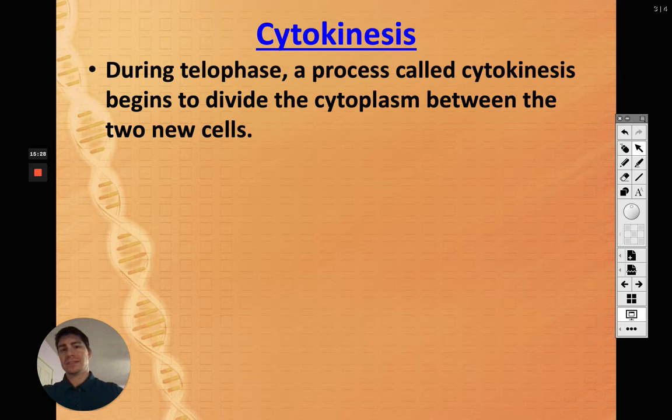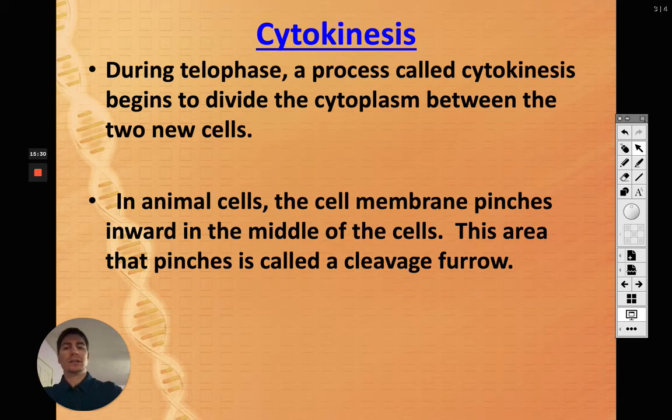Following this, we're going to have cytokinesis. And remember, this is what we talked about before we went on into interphase, because the new cells were coming out of cytokinesis.